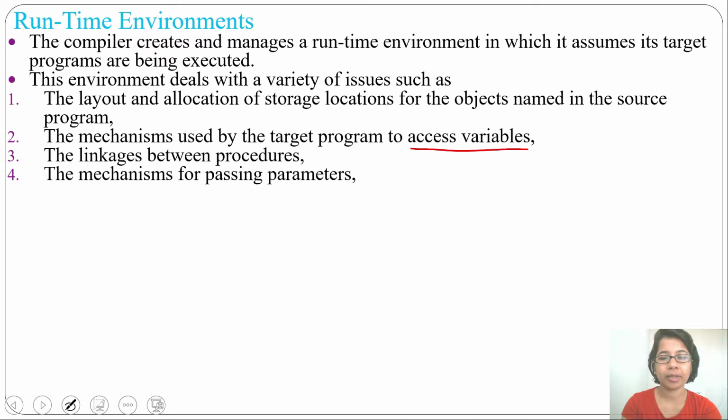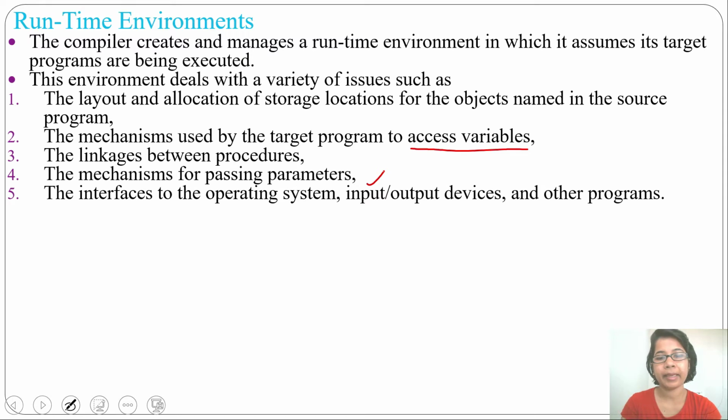There are lots of parameter passing techniques available like call by reference, call by value, call by name, call by text. This is handled by the runtime environment. Next, the interface to the operating system, IO devices and other programs. So these are the issues that the runtime environment deals with: layout and allocation of storage location for each object, then how to access the variable, then linkage between procedures or functions, mechanism for parameter passing, and interface to the OS, IO devices or other programs.